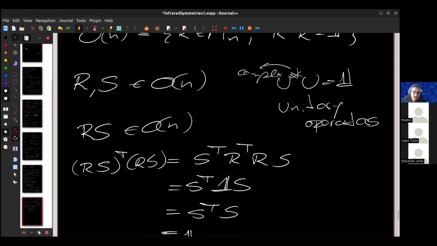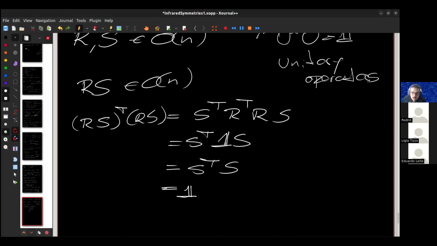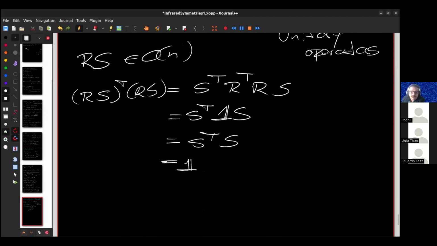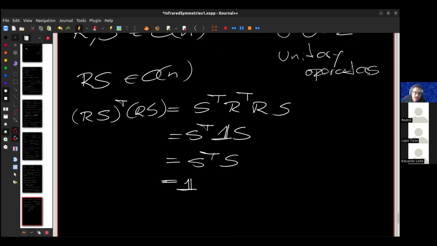Okay, so getting a little bit back on track, I argued that if R and S are rotations, then mathematically at least, the composition of them is also a rotation. And a little bit more physically or phenomenologically, what I'm saying here is that if you apply a rotation S and then apply a rotation R, the result is also a rotation.